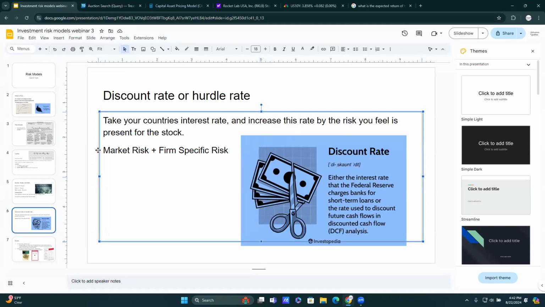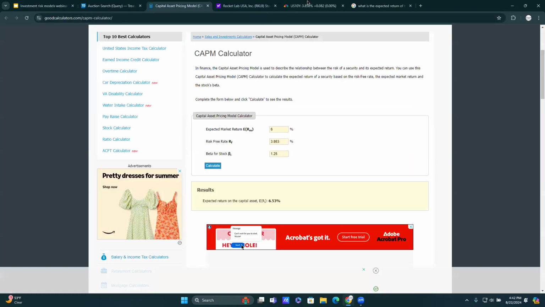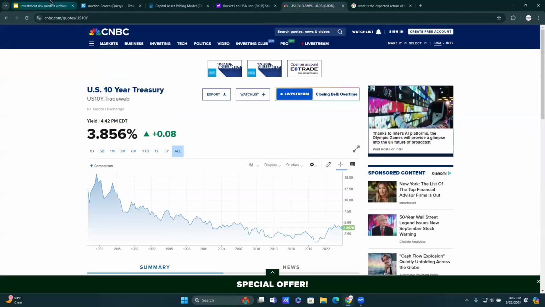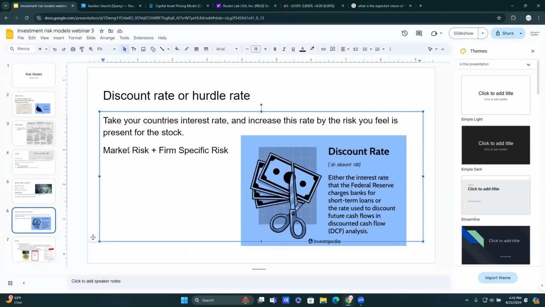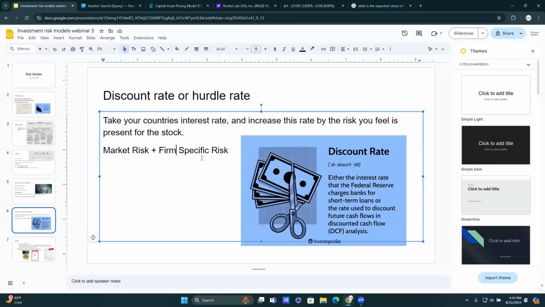But market risk is, well, what the market-specific risk is, is that 10-year treasury yield. So you add that 3.856%, and then you add your assumption for the firm-specific risk. I can't say this enough: in finance, you make assumptions. You don't know 100% all the time. So you have to make an assumption for what your firm-specific risk is.